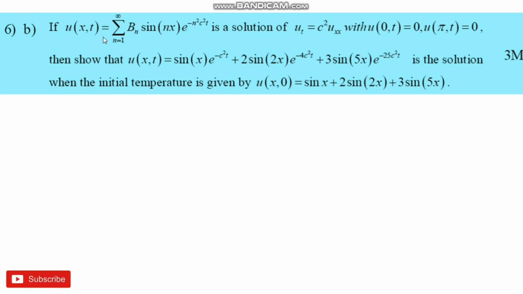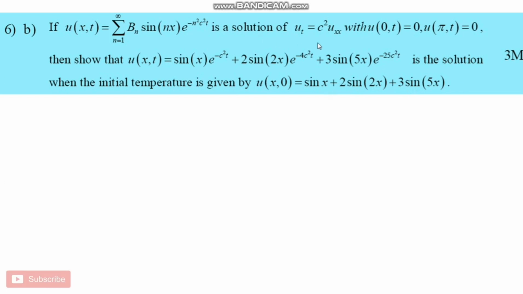If u of xt equals to sigma n equals to 1 to infinity bn sin nx e power negative n square c square t is a solution to a one-dimensional heat equation, dou u by dou t equals to c square dou square u by dou x square with conditions u0 t equal to 0, u of pi t equal to 0, then show that u of xt equals to sin x e power negative c square t plus 2 sin 2x e power negative 4 c square t plus 3 sin 5x e power negative 25 c square t is a solution when the initial temperature is given by u of x0 equals to sin x plus 2 sin 2x plus 3 sin 5x.